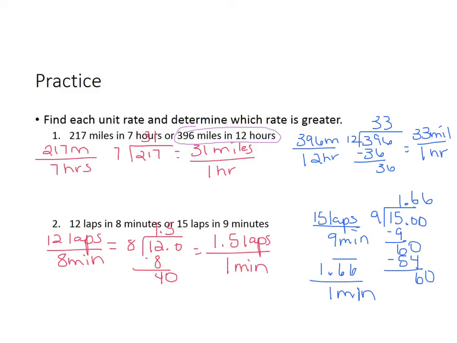So you can tell that the rate that is the fastest, that does the most in 1 minute, is 15 laps in 9 minutes. Because they went 1.666 repeating laps for every minute, whereas the other option was only 1.5 laps for every minute. So 15 laps in 9 minutes was faster than 12 laps in 8 minutes.